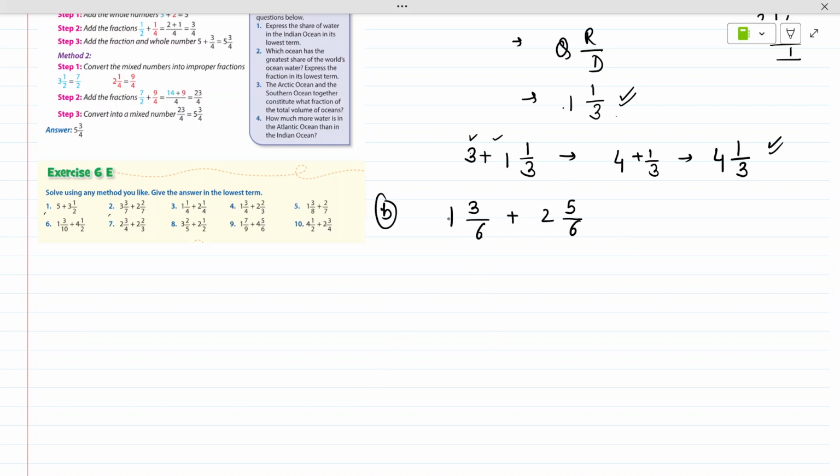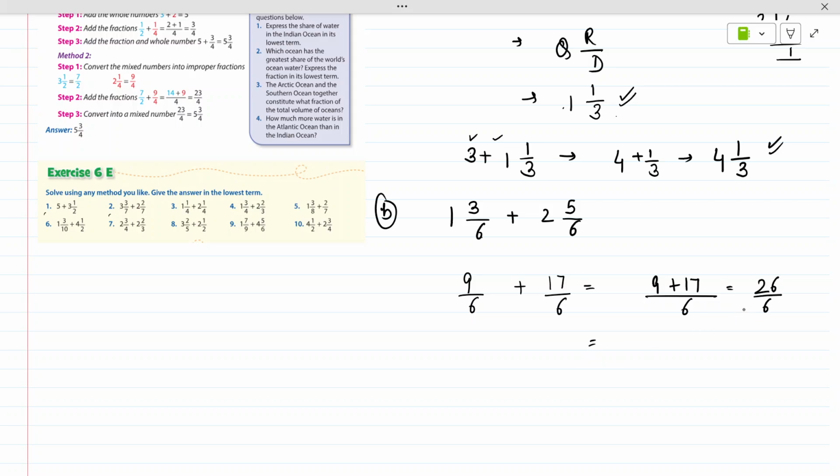So this will be 6 into 1 is 6 plus 3, 9. 9 by 6. And similarly, this one, 6 into 2 is 12, 12 plus 5 is 17. 17 by 6. These are the fractions. Since both the denominators are the same, this is a like fraction. So what we are going to do is 9 plus 17, and this is divided by 6. Okay, so 9 plus 17 is 26. This is 26 divided by 6.